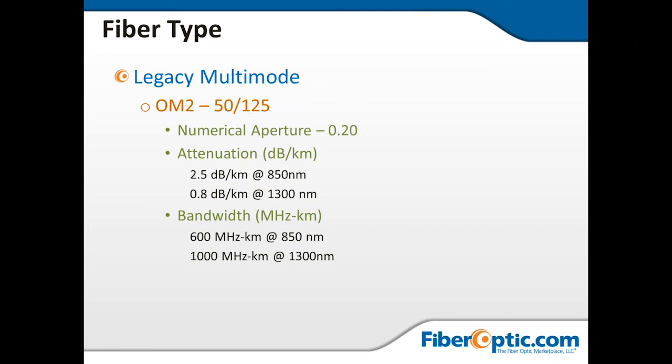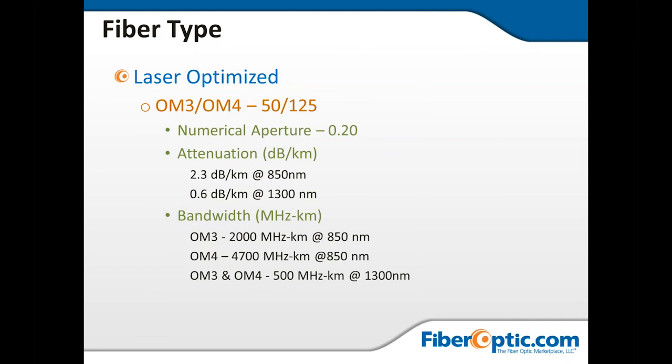OM2 has the 50 micron core, numerical aperture of .20. Attenuation is a little bit better here, particularly at 1300. You've got that .8 dB per kilometer, which allows us to stretch out to 83-ish, depending on what chart you look at. Looking at the previous chart, it was 83 meters, which is going to give us, what I said, about 250 feet with a bandwidth of 1,000 megahertz per kilometer. So we're getting a little bit further out in our reach.